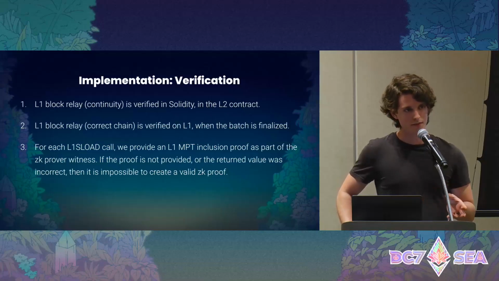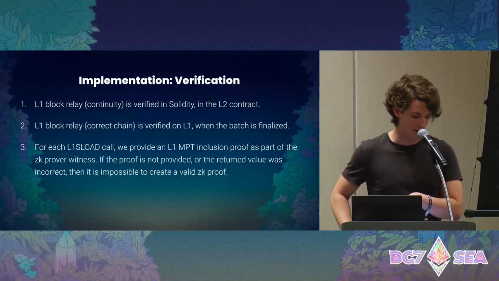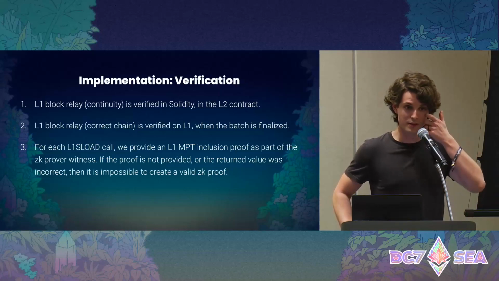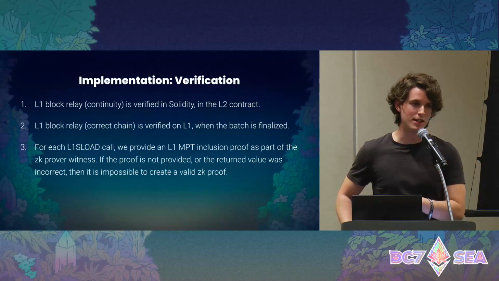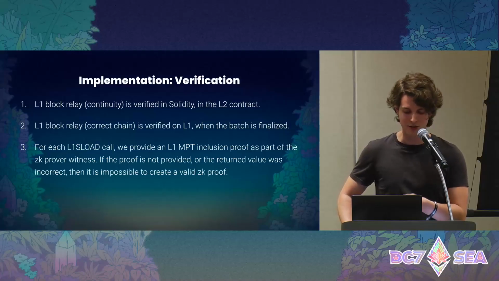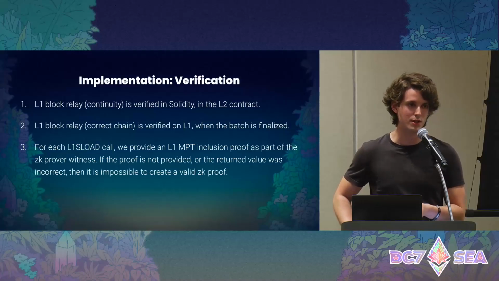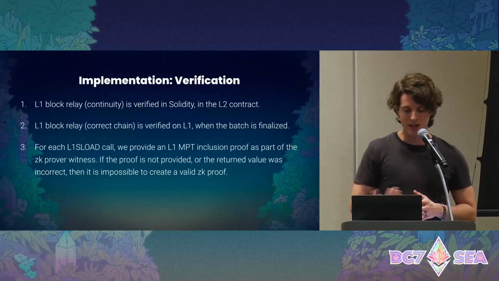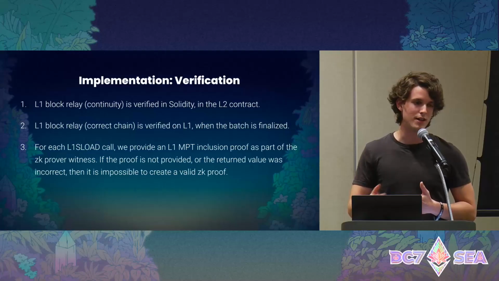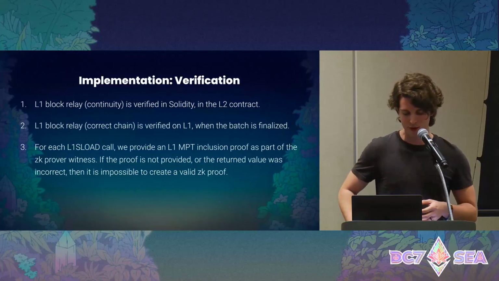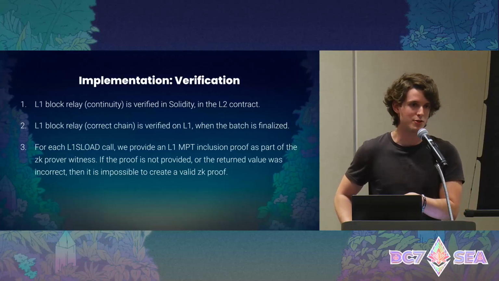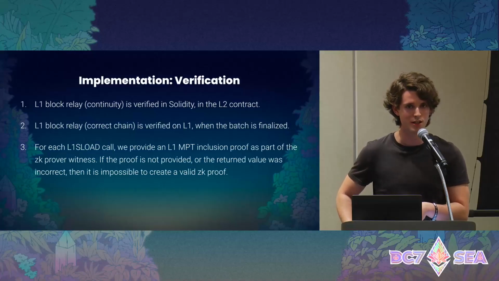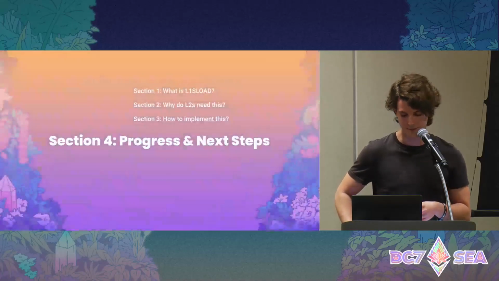And finally, this first and second step is the trustless block hash relay component, but you also need to verify each and every call to this L1SLOAD precompile. So for any precompile call, the sequencer or the prover, depending on your architecture, needs to fetch an MPT proof and verify that as part of the broader ZK proof. All of these steps are steps that you would need to do as a developer. But now that this is part of the protocol and it's a sequencer service, you don't need to care about this anymore. You can know that it's working and verified.